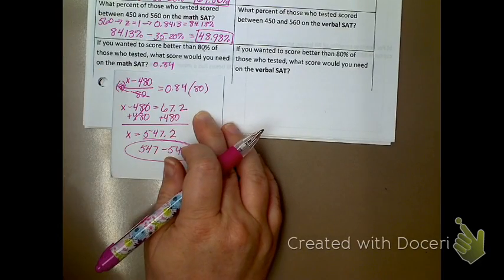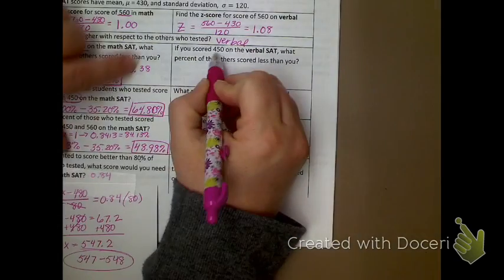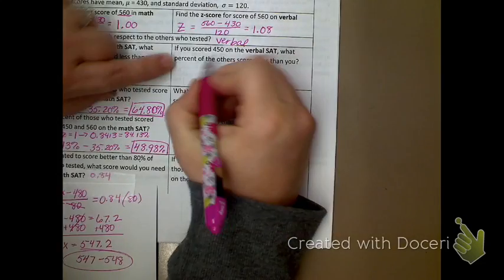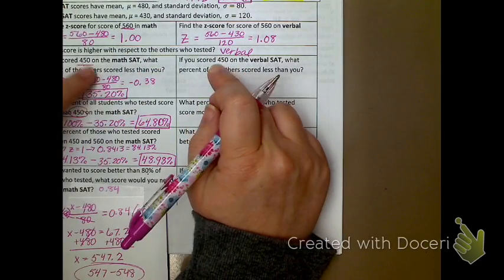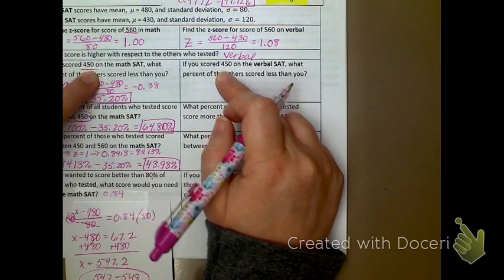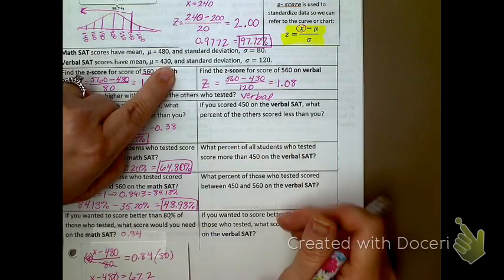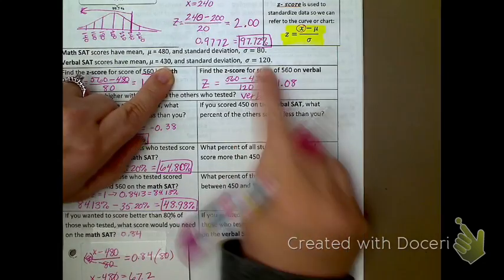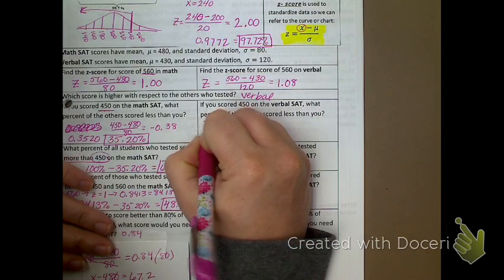Okay, so now let's do the verbal side. If you scored 450 on the verbal SAT, what percent of the others scored less than you? So this is still a 450. We looked at a 450 in math. We're going to look at a 450 on verbal. It's going to be slightly different, though, because the mean verbal score is different and the standard deviation is different. So let's find our Z-score.